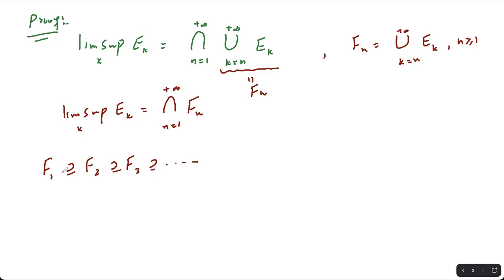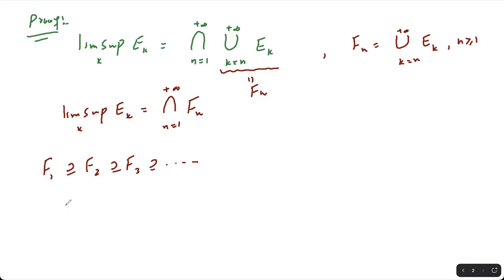Why? Because F1 is the union from k is equal to 1 to plus infinity, F2 is the union from k is equal to 2 to plus infinity, F3 is from 3 to plus infinity. So as you move along, the collection becomes smaller and smaller. So F1 is the superset among all this sequence.